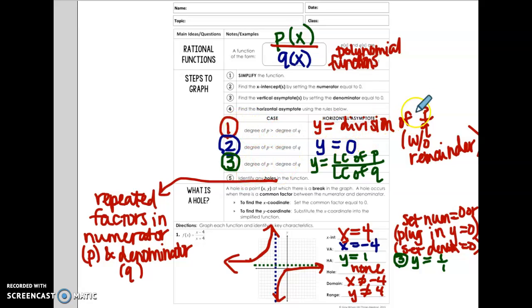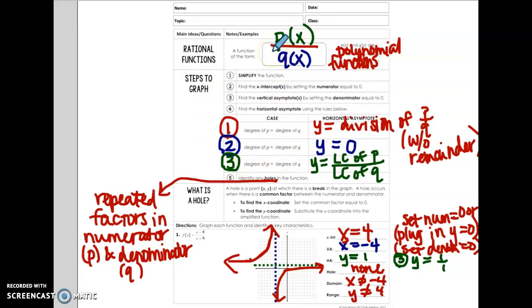So division of p over q without the remainder. If p is greater than q in degree. If the degrees are equal in the numerator and the denominator, then we take the leading coefficient of each one. Okay, and then we identify the holes. So this is a great little step process to have.